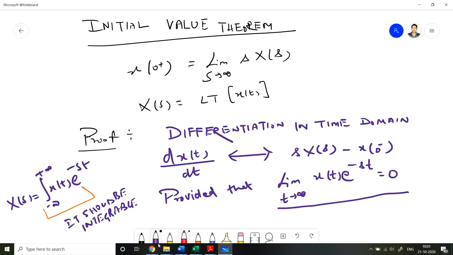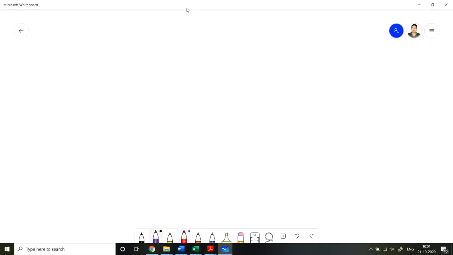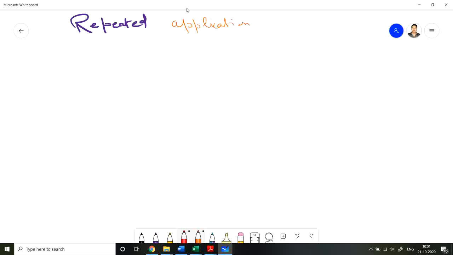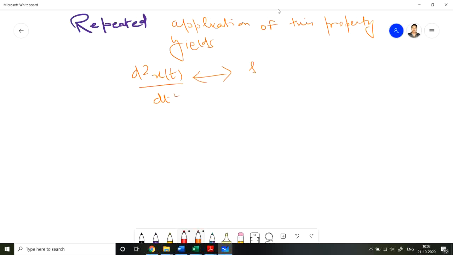Now for a general nth order derivative, the repeated application of this property yields, for d squared x(t) by dt squared, the Laplace transform s squared X(s) minus s x(0-) minus x dash (0-), and so on.